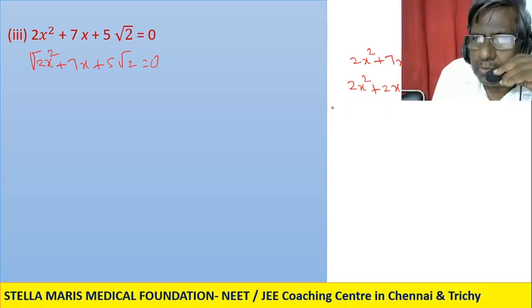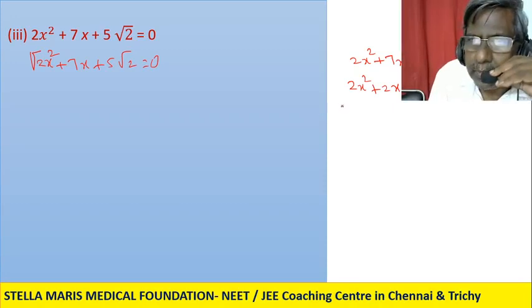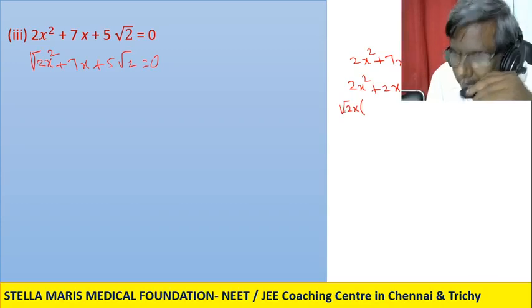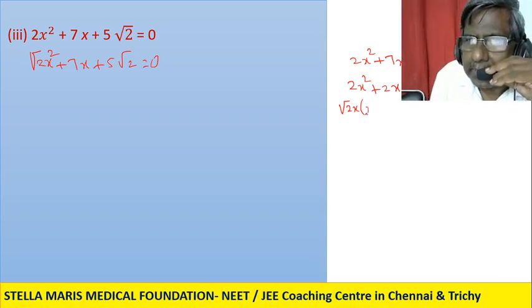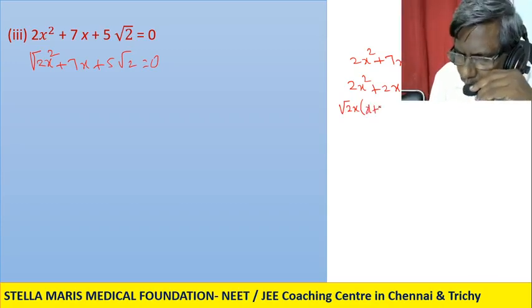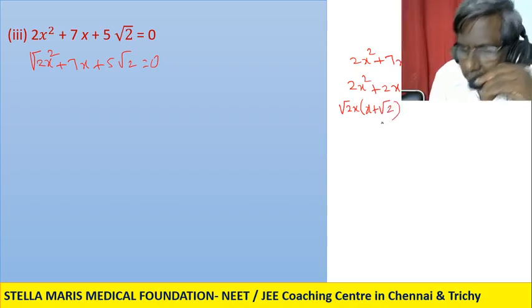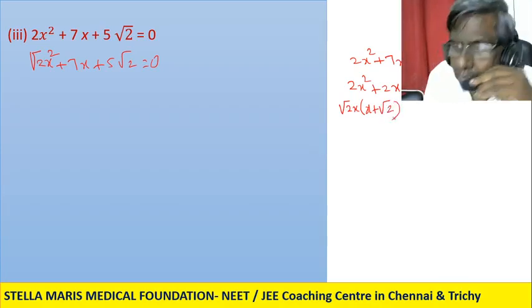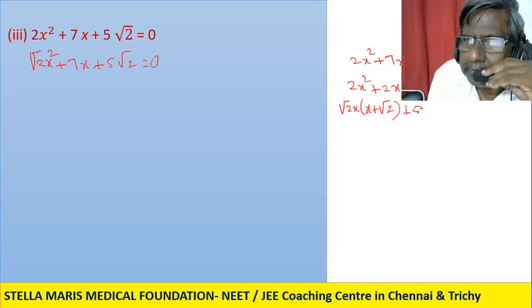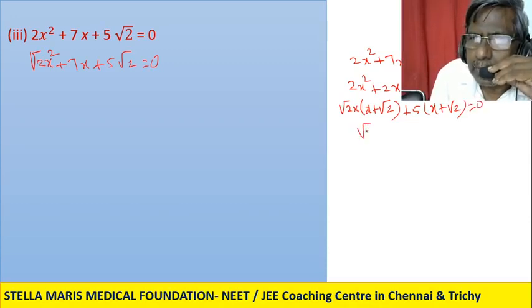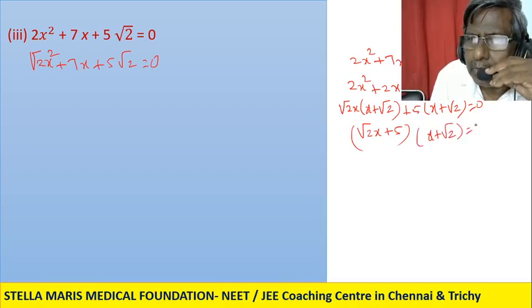So now we will take these two. See, root 2x common. We will take out root 2x, it will be x plus root 2. Root 2x into x plus root 2 plus 5 into x plus root 2 is equal to 0. You get root 2x plus 5 into x plus root 2 is equal to 0.